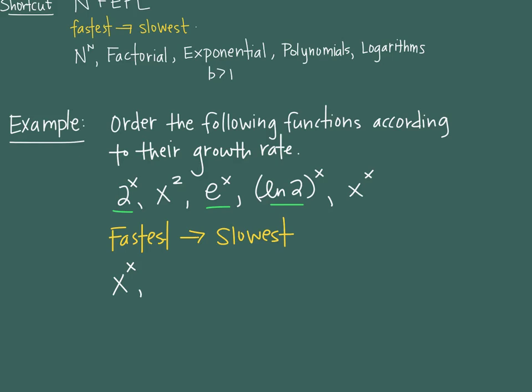Okay. All right, it's point what? Okay, which is less than 1. So next is going to be what? Okay, e to the x, then 2 to the x. Okay, then what? Okay, good. Then x squared. And then finally, the natural log of 2 to the x, because its base value is less than 1. It's actually not growing at all.